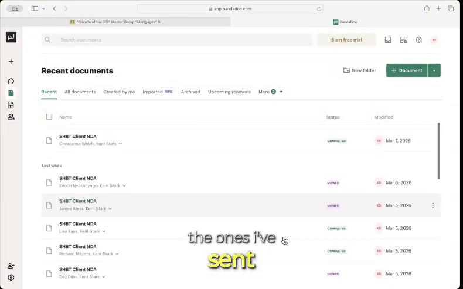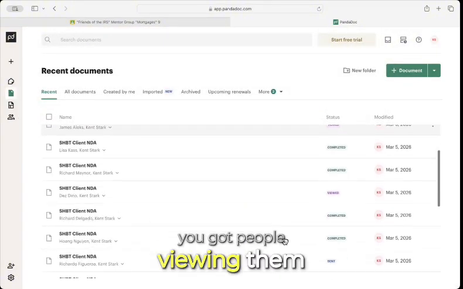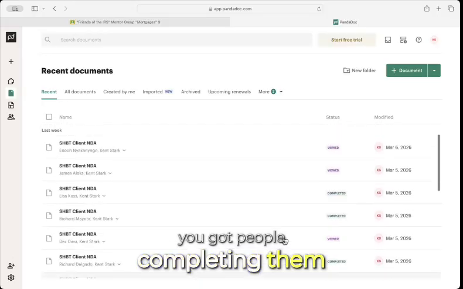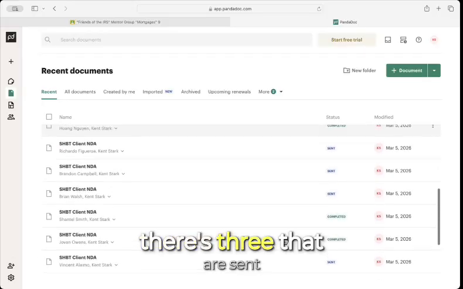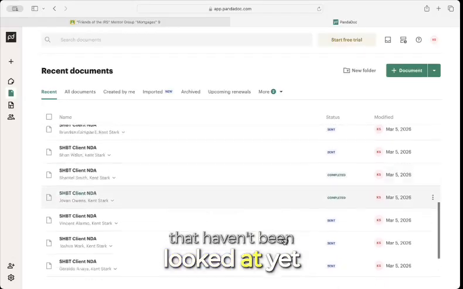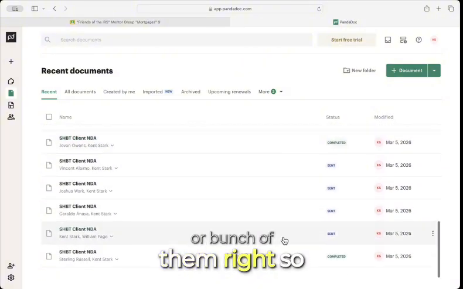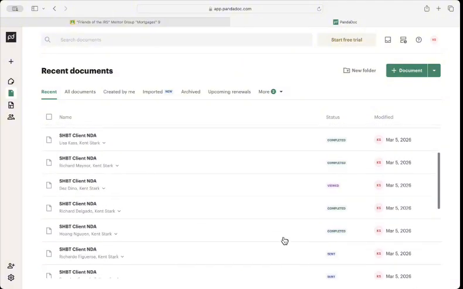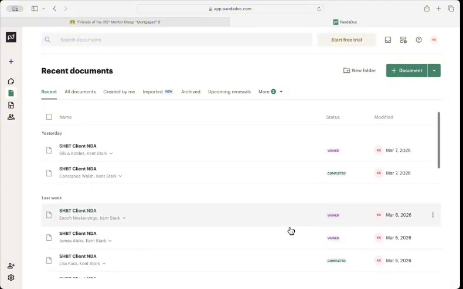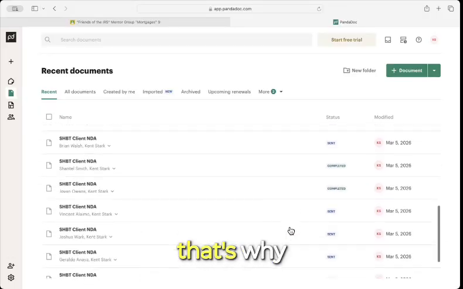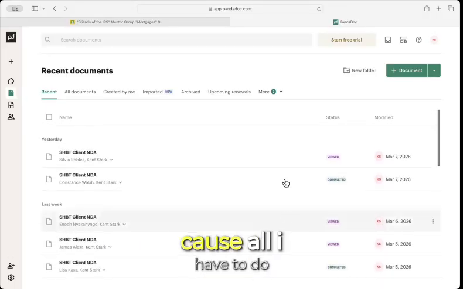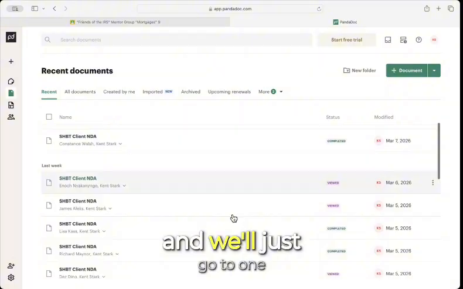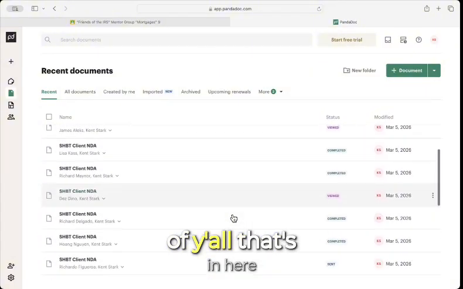Now I'll show you. Here are the ones I've sent. You've got people viewing them, you've got people completing them. There are 3 that are sent that haven't been looked at yet, or a bunch of them, right? Then you know who's done what. That's why I don't need you guys to send them back to me, because all I have to do is, we'll just go to one of y'all that's in here.